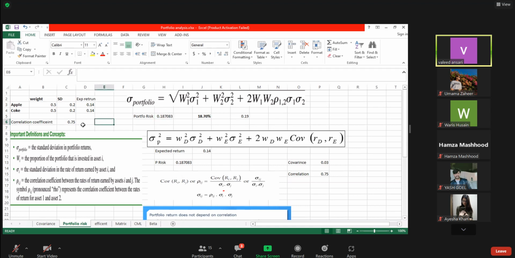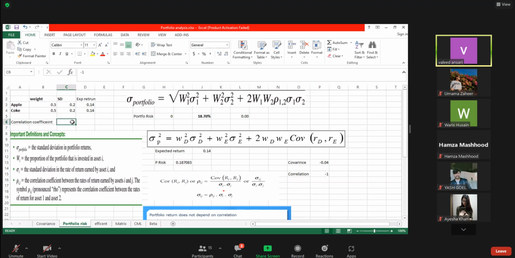Here the correlation coefficient is 0.75. I am keeping the other things constant. I am just putting -1 here, and let us see what happens. The portfolio risk has become 0. So if we can find a security which is perfectly negatively correlated, risk can become 0. So this is a perfect hedge situation.